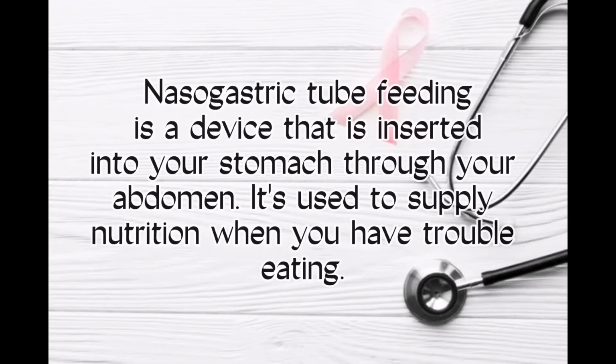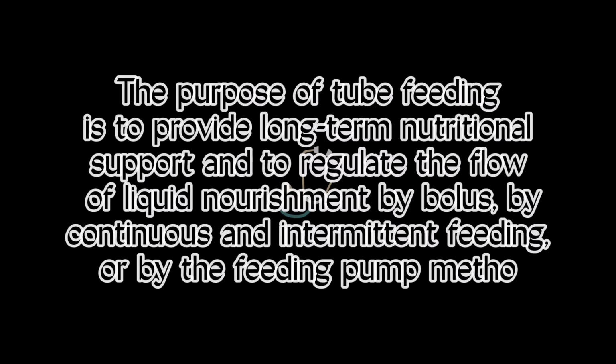So for today's video, I am going to perform how to assist a client with ongoing nasogastric tube feeding. But before that, let me define to you what is nasogastric tube feeding. Nasogastric tube feeding is a device that is inserted into your stomach through your abdomen. It's used to supply nutrients when you have trouble eating. And its purpose is to provide long-term nutritional support and to regulate the flow of liquid nourishment by bolus, by continuous and intermittent feeding, or by the feeding pump method.